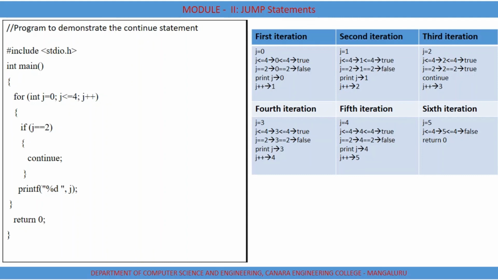So return 0 means program terminates. We have given here return 0 because we have mentioned it as int main. So the function is going to return some integer value. That is why we have mentioned here return 0. So in this program, whenever the condition j is equal to 2, then this part, that is printf percentage d, will not be executed, and within the if part I have given just continue. So that's why directly the execution of the for loop will be continued.